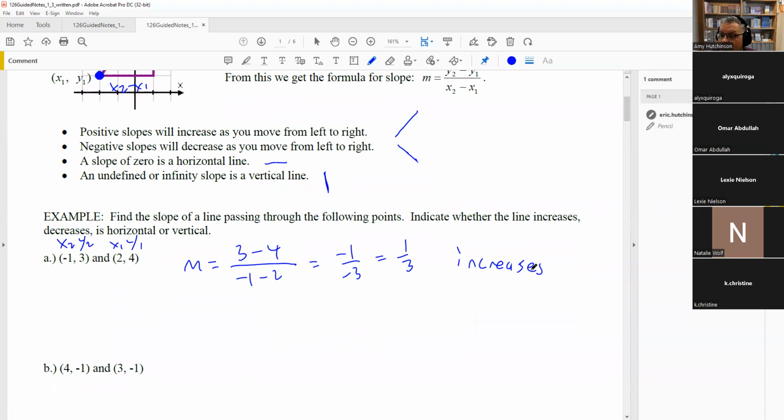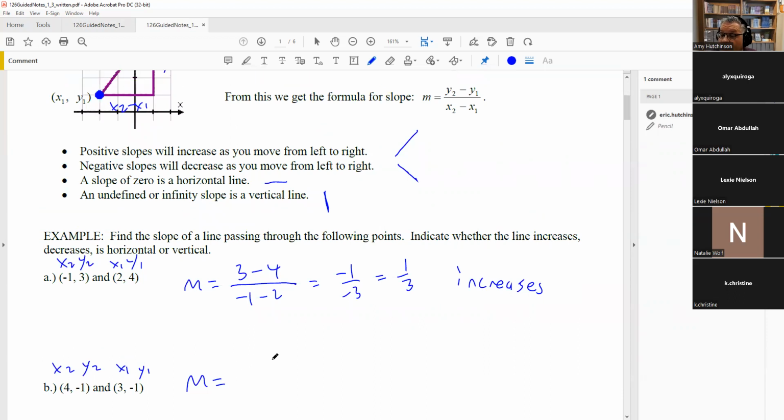Next one, we're going to do 4, -1 and 3, -1. Let's label that the same way, x2, y2, x1, and y1 for this other point here. We're going to use the same formula that we have up here, y2 minus y1 over x2 minus x1. And we'll just do that with the points that we have labeled there. The y's go on top, -1 minus -1. On the bottom, we have 4 minus 3, x2 minus x1.